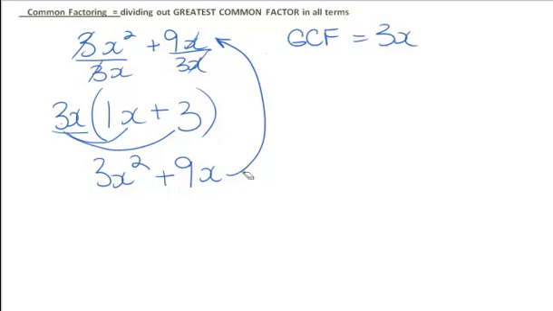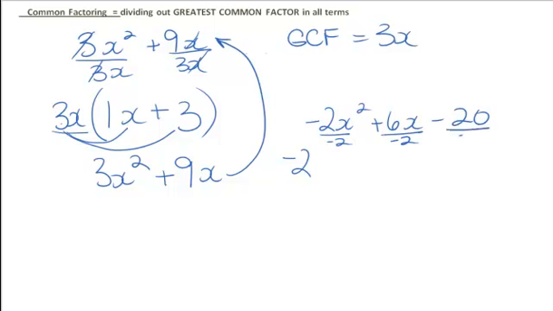Another example would be negative 2x squared plus 6x minus 20. Not all of the terms in this expression have a variable, so you cannot divide a variable out. But they all have a number that's divisible by 2. The greatest common factor of all three terms then is that negative 2 in front. So you divide that out of each term. Put what you're dividing out in front of the bracket and what's left over after you're dividing inside the bracket.